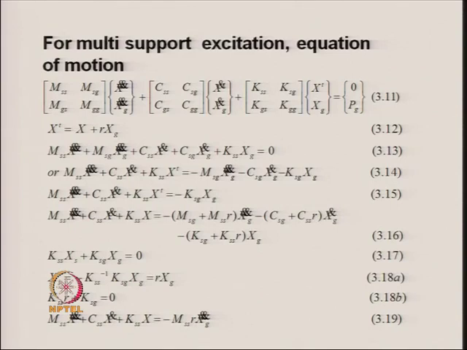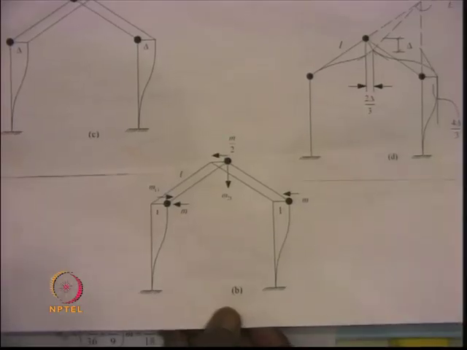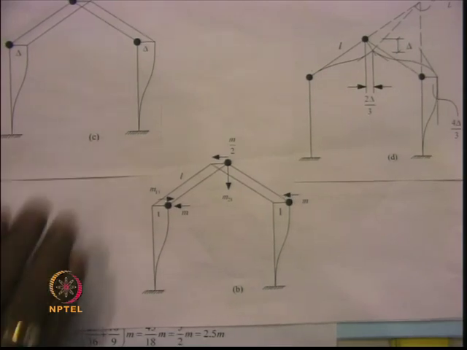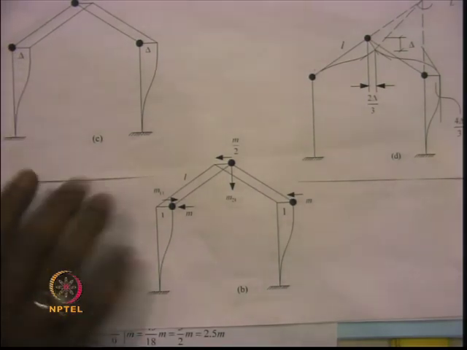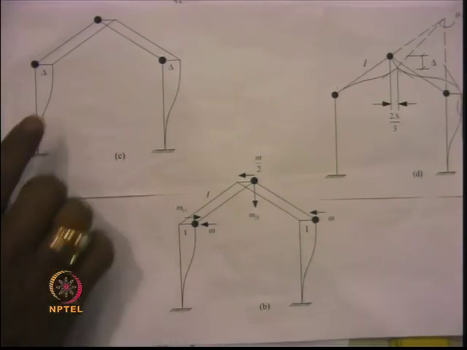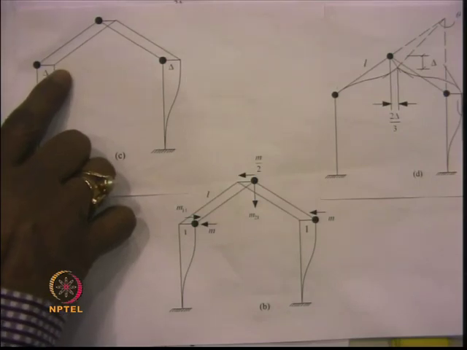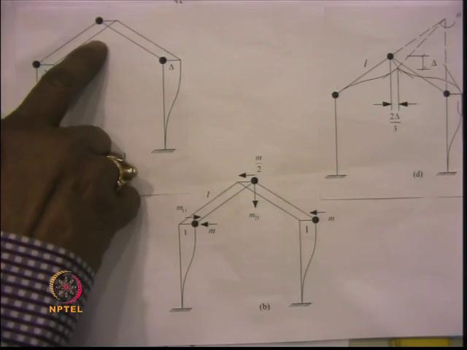Now, let us come to the equation of motion that we write for multi-support excitation. And before we come to that, let me also explain to you how we can derive the mass matrix that we have solved for the pitch roof portal frame using the virtual work method. For that, we take this figure again, and in this figure, we consider the first case, where we have a translational degree of freedom defined here and a vertical degree of freedom defined at the crown.